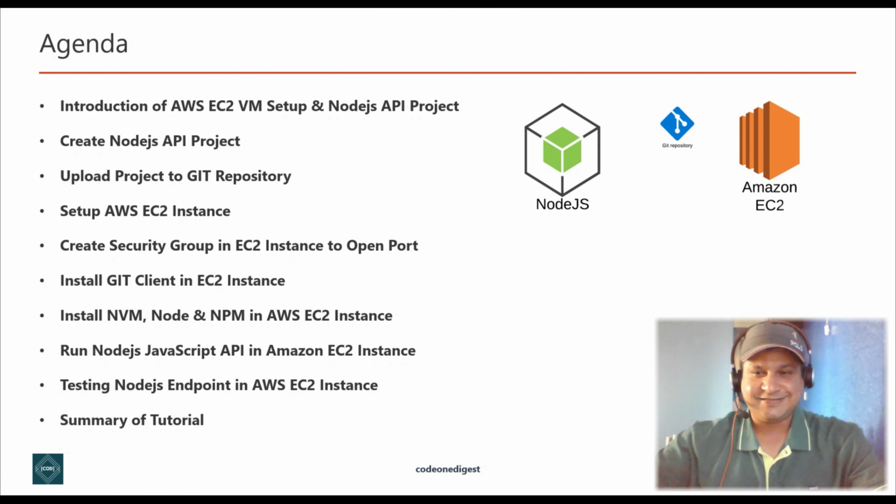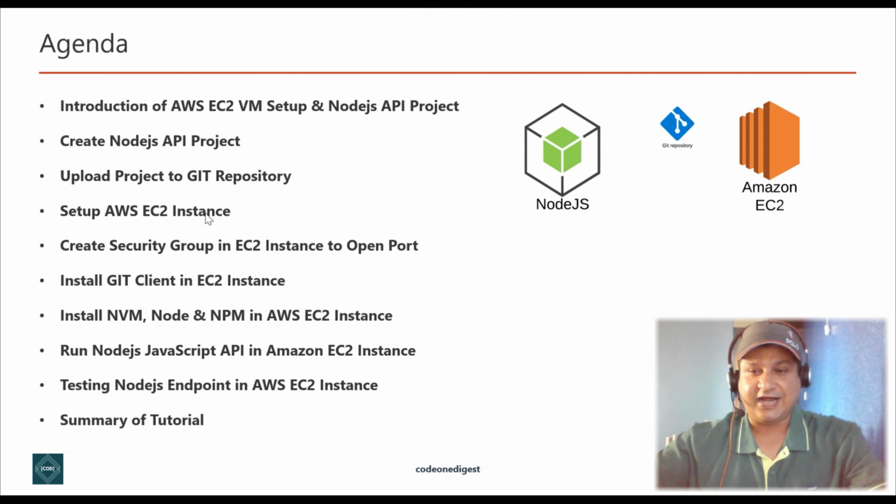Okay friends, so here is the agenda of this tutorial today. I'll give you an introduction of AWS EC2 VM setup, and then I'll also show you how you can create a Node.js API. We'll be creating a Node.js API project. I'll be showing you the code, how you can write the Node.js API in 5 minutes. Then I'll upload that project, all the files, into a Git repository so that we can download the code into our EC2 instance.